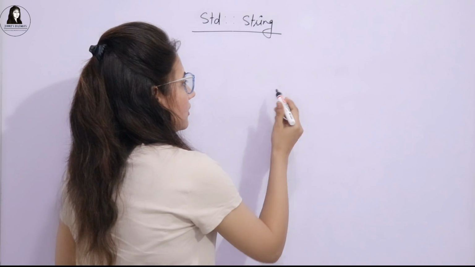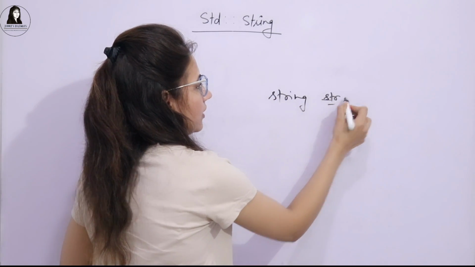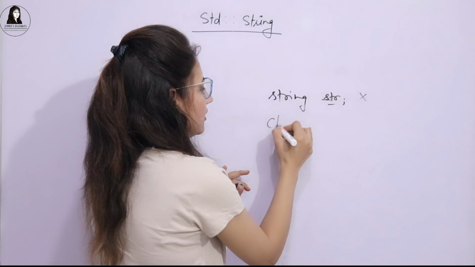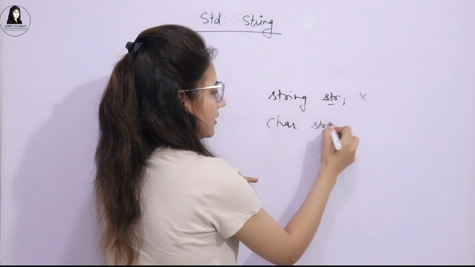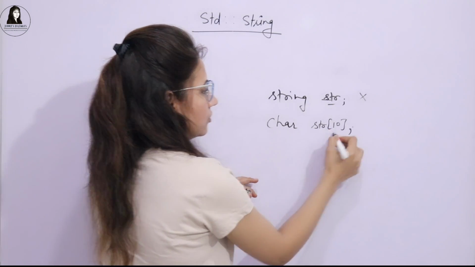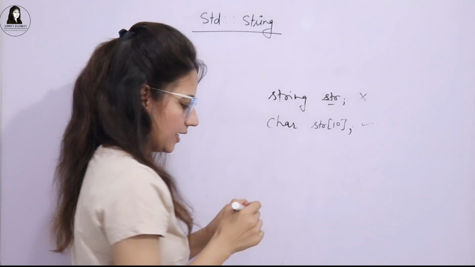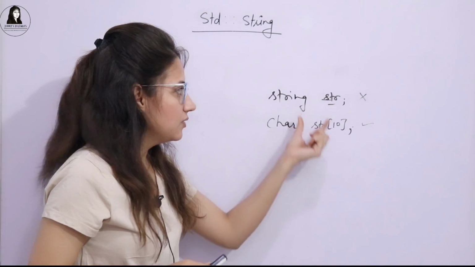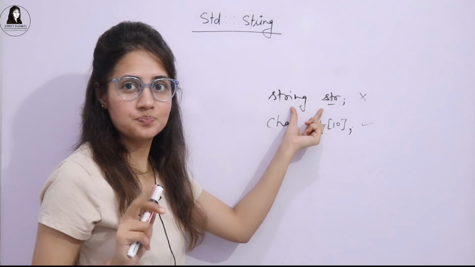You cannot write like this, like str, and just create a string type of variable. In C this is invalid. In C what we can do is write a character array like char str with the size of the string. This is valid. So this is a character array, you can say this is a C style string. But the other is not valid in C, but this we can use in C++.